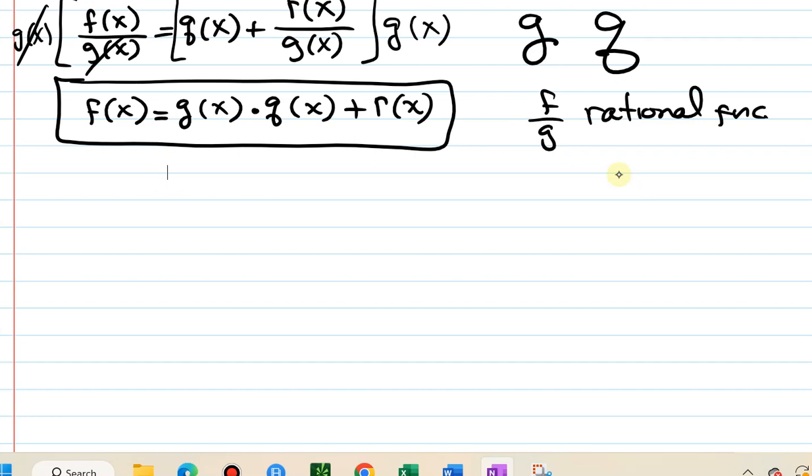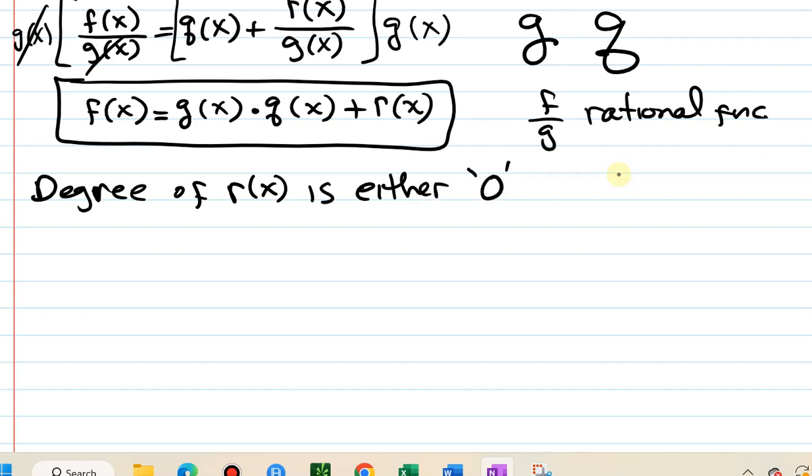Now, in this work that we are doing, notice the degree. What turns out is that the degree of the remainder is either 0 or less than the divisor, because of that long division that we do. So the degree of the remainder, r of x, the polynomial in x, is either 0, meaning no remainder, or it would be less than the degree of the divisor. So that's important to note.